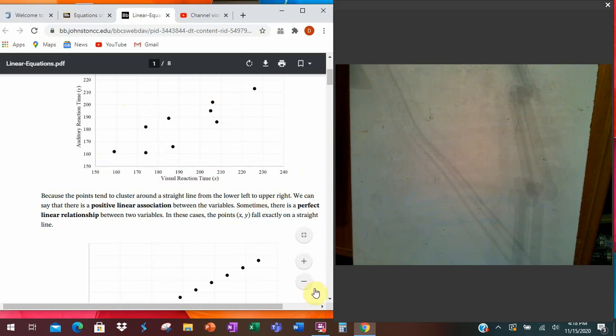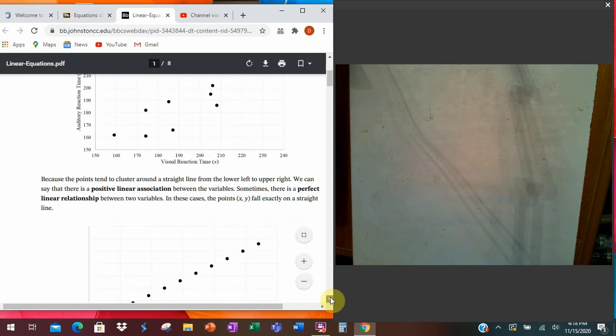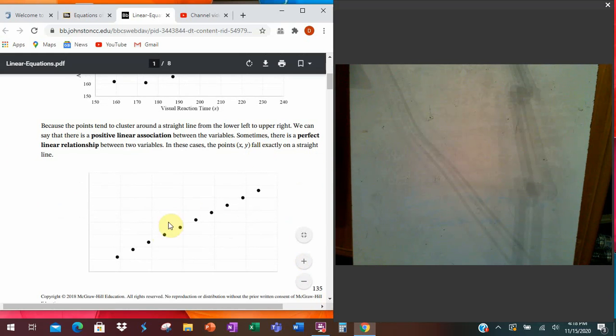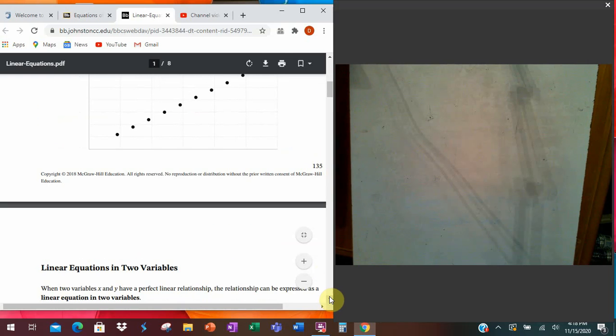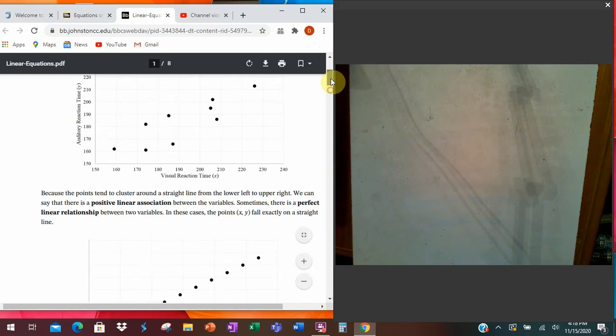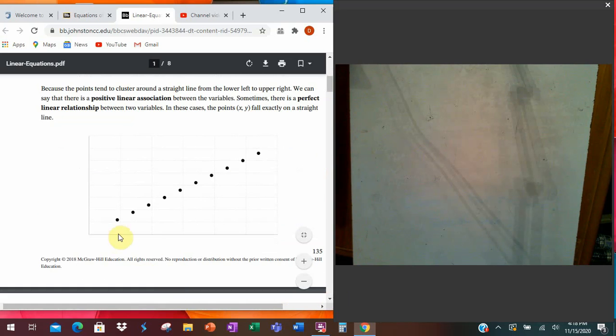Sometimes there's a perfect linear relationship between two variables. In this case, the points x, y fall exactly on a straight line, and that's great when that happens. Basically, I can write an equation for this, and that equation will give me an x value, and it will tell you exactly what the y value is. So if it's exactly a straight line, we can do a pretty good model: you give me the x, I will give you the exact y.